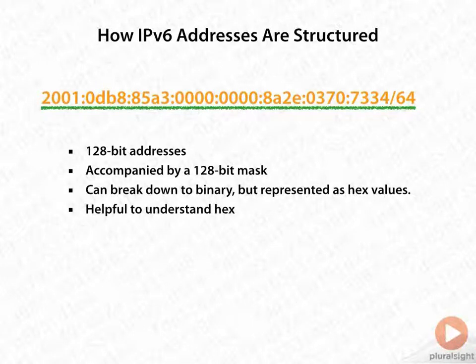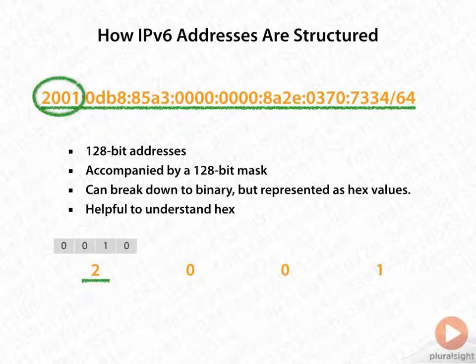Now, it's helpful to understand hex when you're working with IPv6 addresses. So for example, if we took this 2001 address, let's just take the 2 value there. That 2 value and the 0 and the 0 and the 1, that's actually a total of 16 bits in that field there. So the 2 would be represented with the 4 bits 0010.